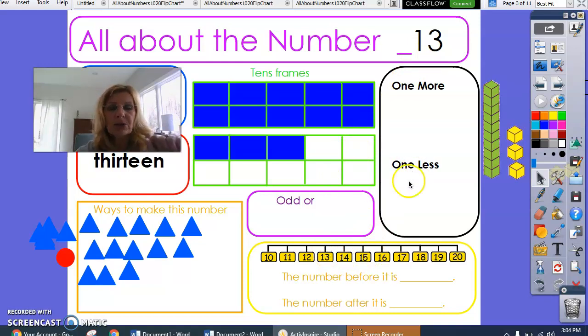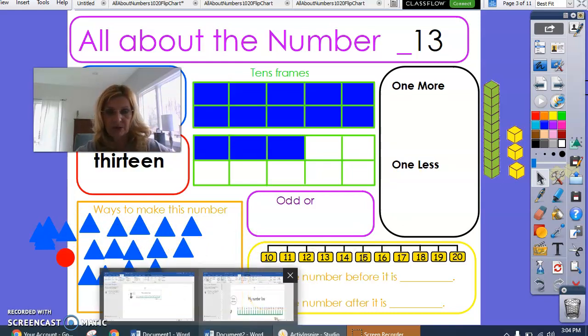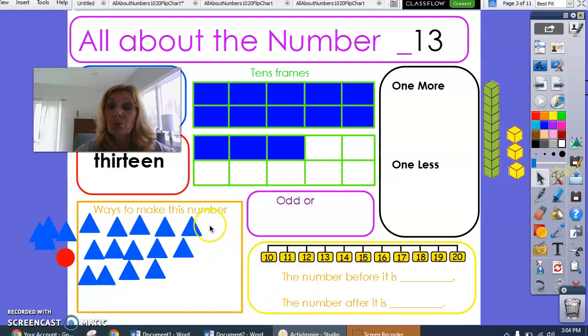Because suppose if I had 13 triangles and I brought on one more triangle, how many triangles would I then have? Do you know? Can you answer that? What is 1 more than 13? I think I'm hearing people say 14. Beautiful. 1 more than 13 would be 14.